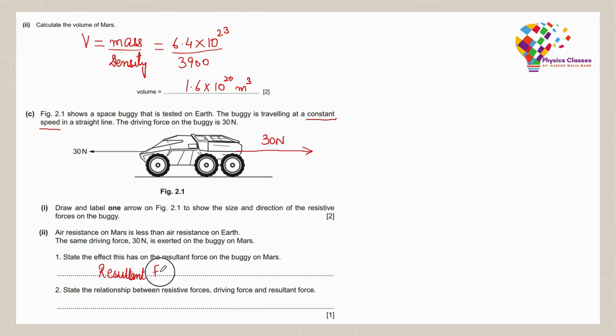For the second part, air resistance on Mars is less than the air resistance on Earth. The same driving force, 30 newtons, is exerted on the buggy on Mars. State the effect this has on the resultant force on the buggy on Mars. See, if the resistive force is less on the surface of Mars, therefore that means that the resultant force on the surface of Mars would be higher. Why higher? Because our resistive forces are less.